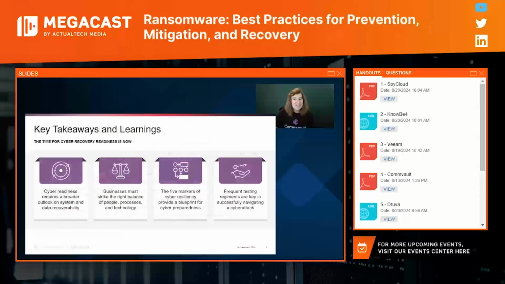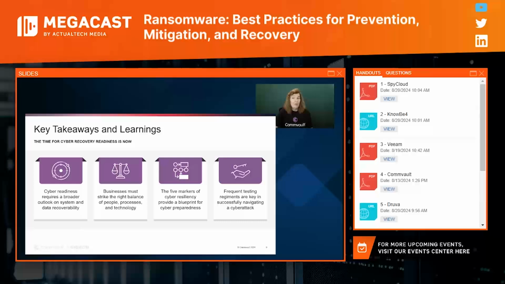In summary, these are the main takeaways from the research, which are crucial for understanding and implementing cyber readiness strategies. Cyber readiness requires a broader outlook on system and data recoverability across all of your infrastructure and processes. It's crucial to strike the right balance of people, processes, and technology. This balanced approach will provide a solid foundation for your cyber readiness strategies, giving you the confidence to face any cyber threat. The 5 markers of cyber resiliency provide a useful blueprint for cyber preparedness. Applying at least 4 of them will put you in a better position to recover faster from a breach.